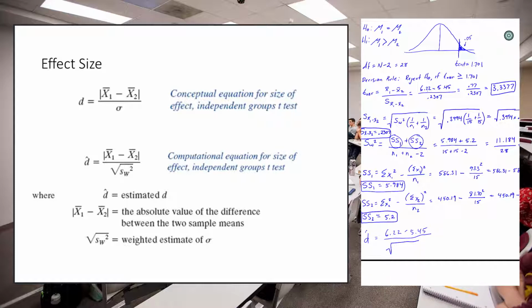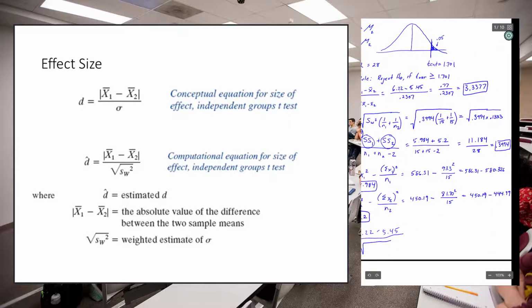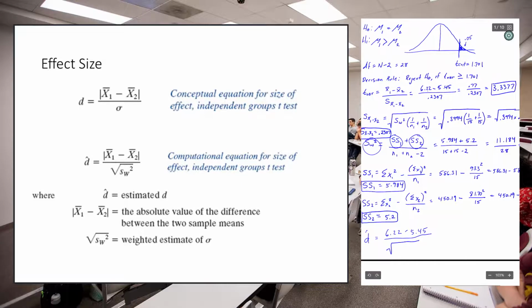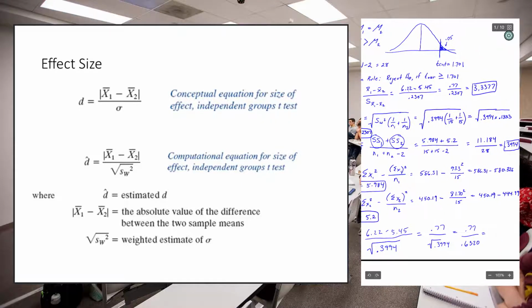Well, we already computed the pooled variance. Remember, it is right here, and we got 0.3994. So we simply resolve for this, and we get 0.77 divided by the square root of 0.3994, which is 0.77 divided by 0.6320, and this resolves down to an estimated d value of 1.22.